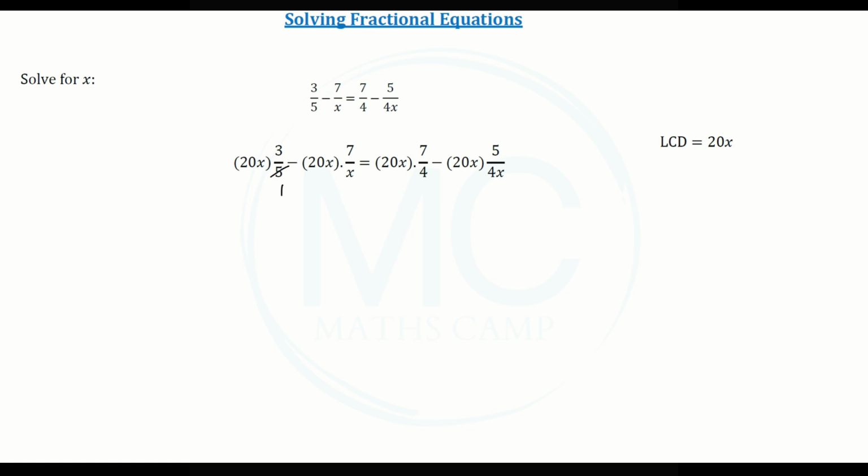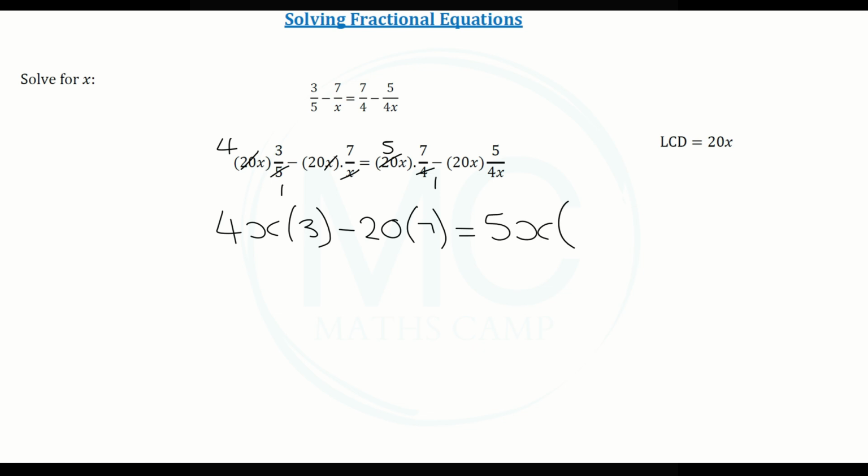5 divided by 5 gives us 1. 20 divided by 5 gives us 4. And we have 4x multiplied by 3. In our next term, the x's cancel, and we are left with negative 20 multiplied by 7 is equal to, divide 4 by 4 and we get 1, divide 20 by 4 and we get 5. And this becomes 5x multiplied by 7.